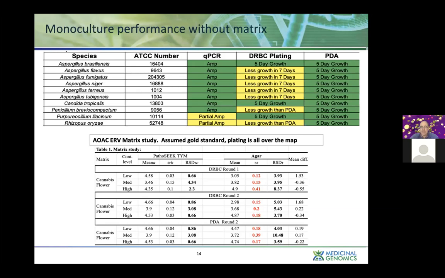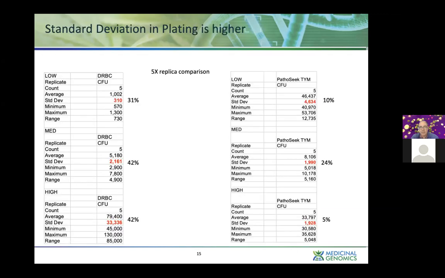The other thing that we noticed in the ERV study that we did in Michigan was that the standard deviations for plating were all over the map. This makes it very hard to tune something that has better standard deviations than plating against it. We're now benchmarking this and being asked to break PCR to make it as bad as DRBC. This is a real step backwards in our opinion for patient safety. So here's an example of 5x replica plating from the study where you can see the standard deviations for plating are all over the place, sometimes 42% variance on the actual count.